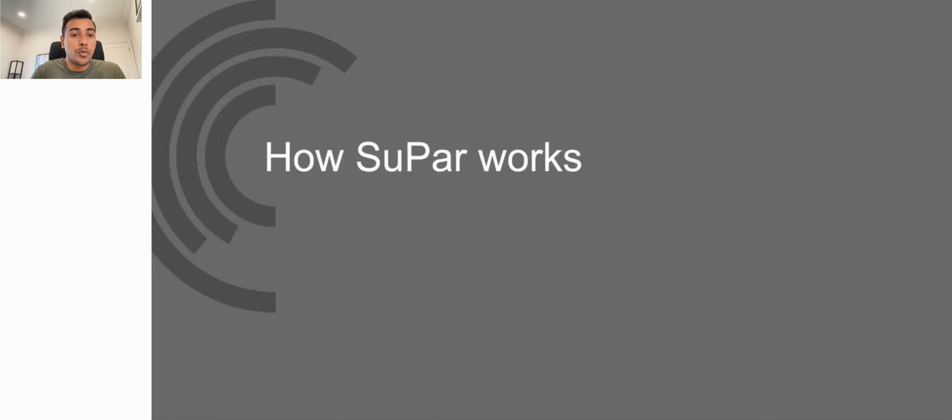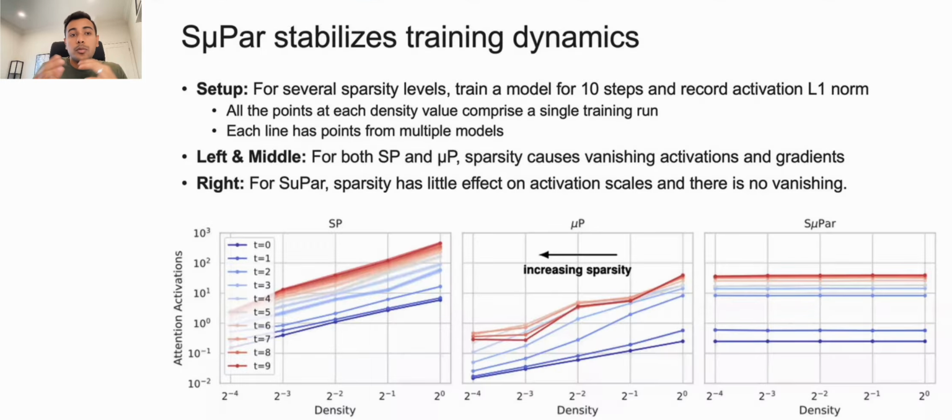Okay, let's get into how SuPar works. SuPar stabilizes sparse training dynamics. So in this paper, we show that for SP and μP, as you increase the sparsity level, the magnitude of activations throughout training will decrease. So you have a vanishing activation problem. SuPar fixes this and allows different models of different sparsity levels to all have very similar activation magnitudes, as we show on the right.